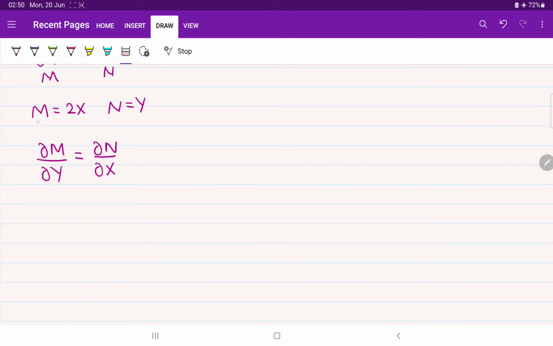See, if you differentiate m with respect to y, what will you get? Since m has only x, differentiating it with respect to y gives a resultant value of 0. Similarly, if you differentiate n with respect to x, n has only y, so the differentiation of n with respect to x will also become 0. Since both give the same result, both are 0.